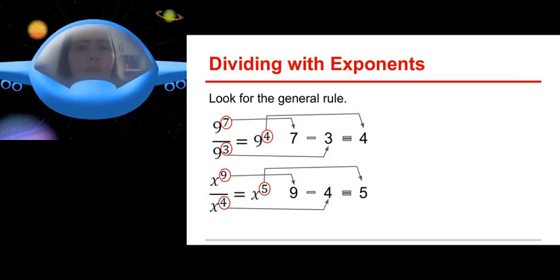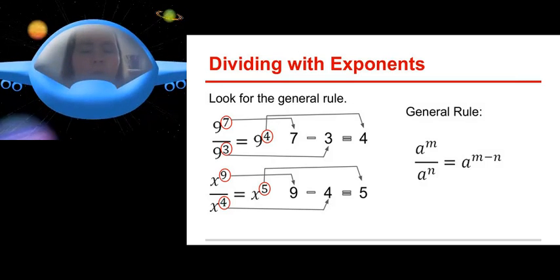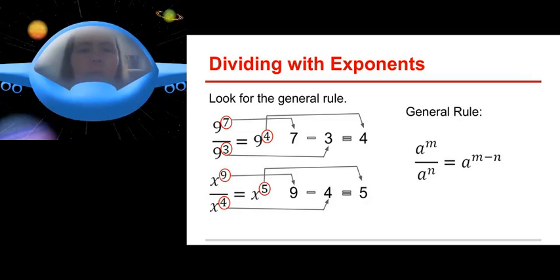And that leads us to the general rule that a to the m divided by a to the n is equal to a to the m minus n. And of course, all those letters are just a shorthand way of saying that when you are dividing with the same base, you subtract the exponents. Be sure to write that general rule down in your notes.